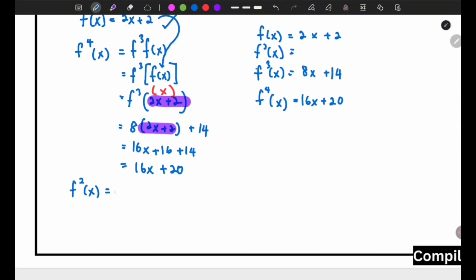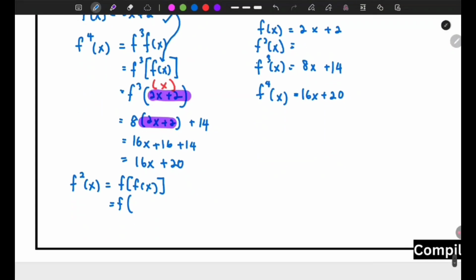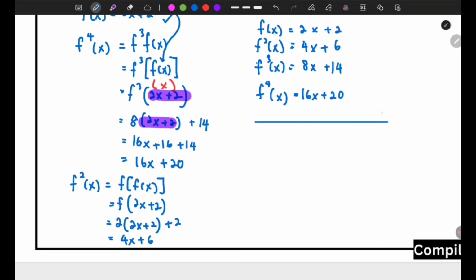Easy. So f squared of x means f of f(x). What is f(x)? 2x plus 2. Again substitute inside 2x plus 2, and plus 2. So it's 4x, 2 times 2 is 4, 4 plus 2 is 6. So my f squared is 4x plus 6. You can see a pattern from this.